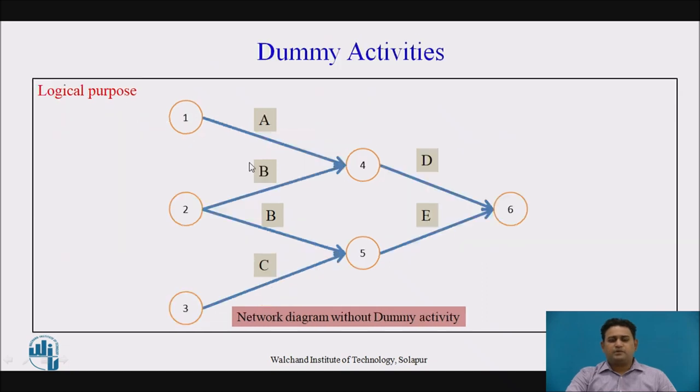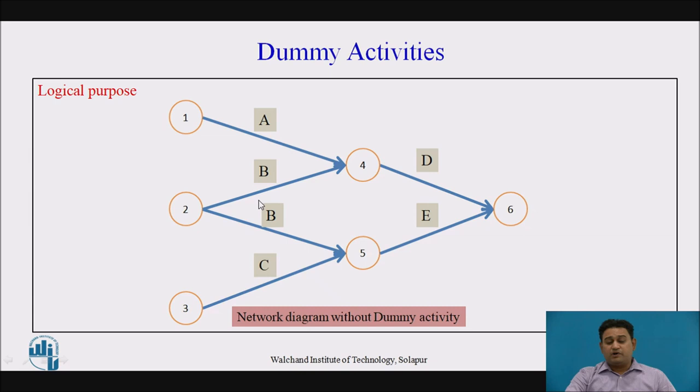And the logical purpose, in this particular slide, we observe that A, B, C, D and E are the activities. Here, D and E are going to start only when activities A, B, and C are going to start. Okay, but when we see them individually, D is going to start when A and B are complete.